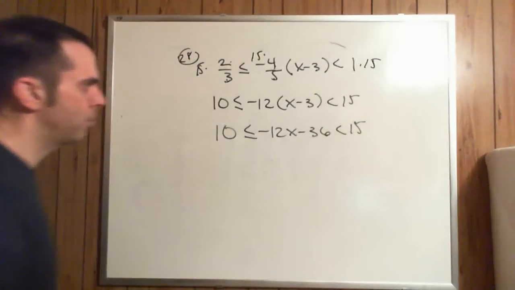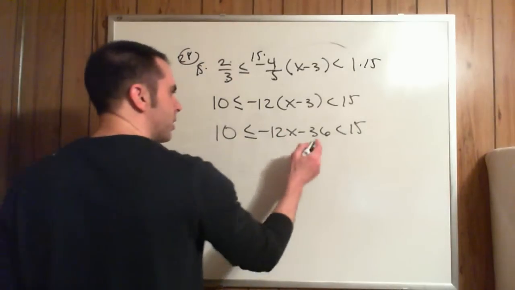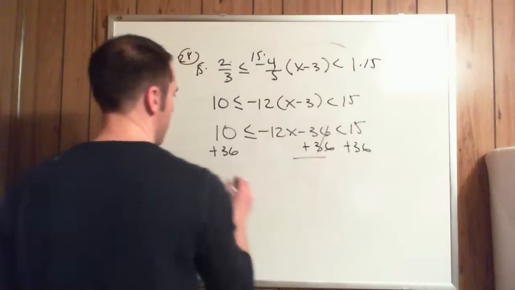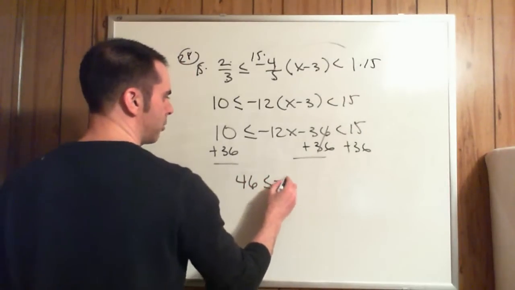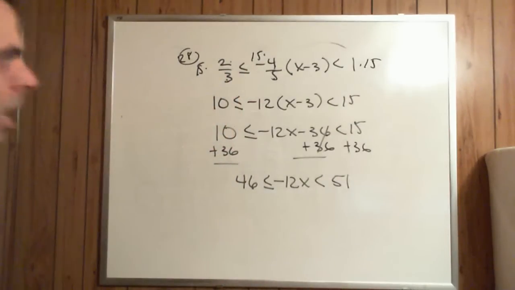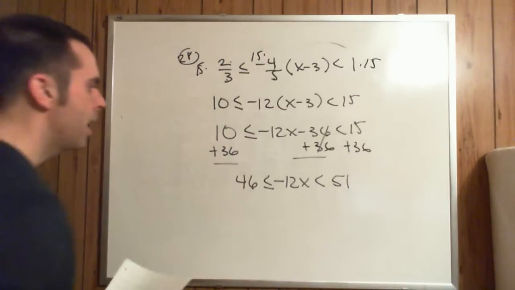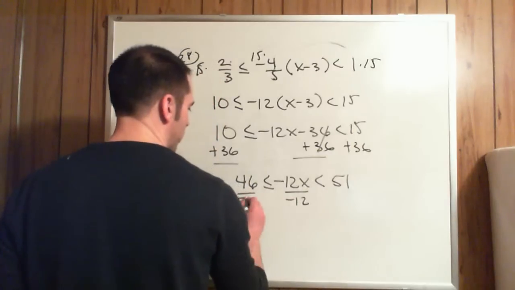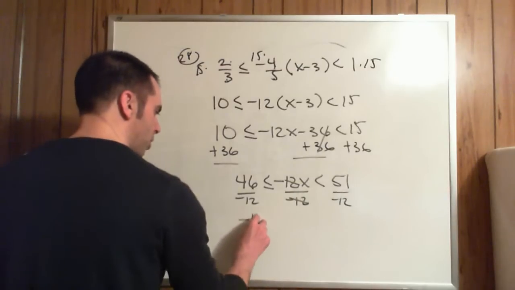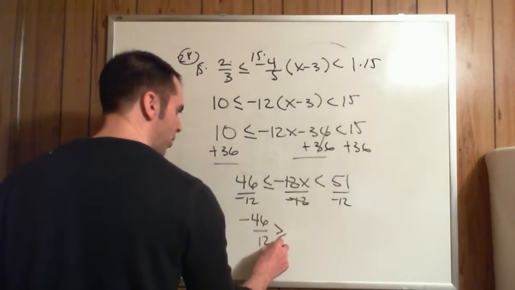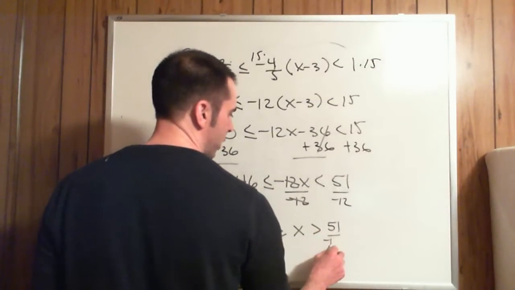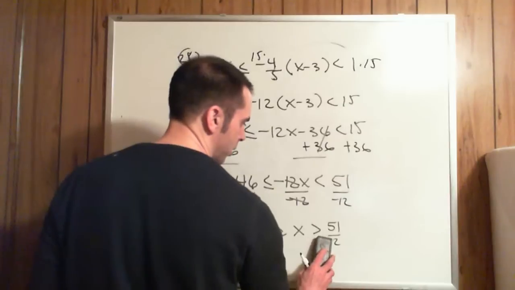Distribute. And I get negative 12x minus 36. To get the x by itself, I'll add 36 to everything. And I will get 46 is less than or equal to negative 12x less than 51. Okay? And then I will divide by negative 12. Now this time, when I divide by negative 12, I have to reverse my symbols. So it's going to be negative 46 over 12 is greater than or equal to x greater than 51 over negative 12, or I can just put the negative up top.